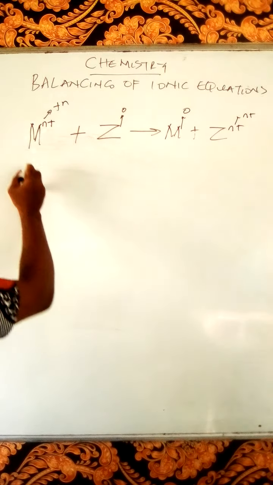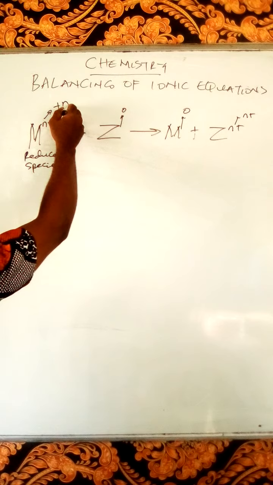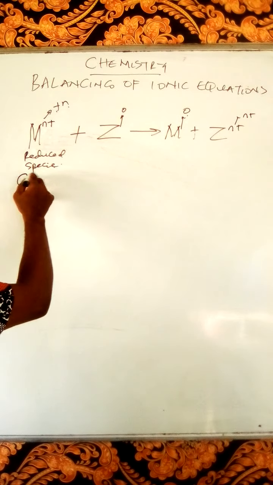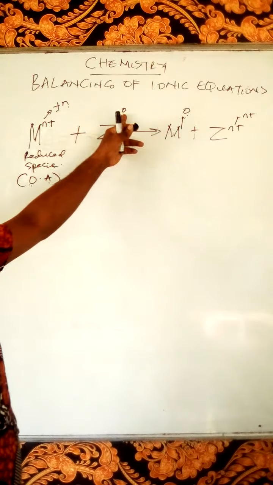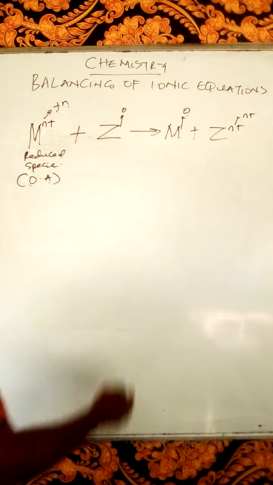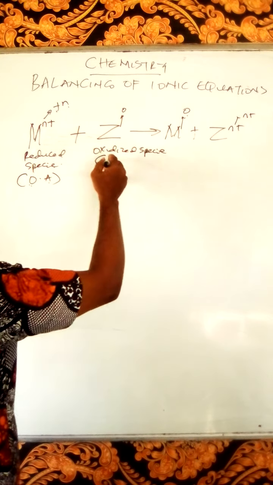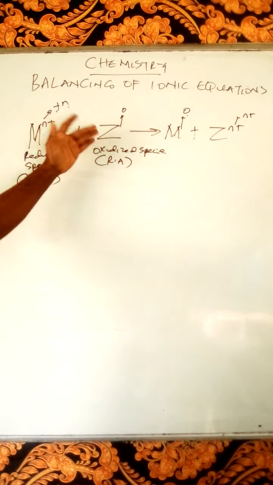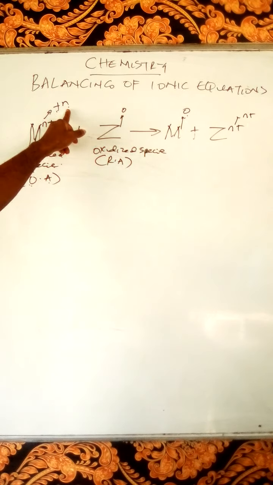So in this reaction, this substance has been reduced because the oxidation state has decreased from +N to 0. So this M is now called the reduced species or the oxidizing agent. Whereas Z has its number increased from 0 to positive N. That means that Z is the oxidized species or oxidized substance, and that Z is called the reducing agent. So I come again. This is a hypothetical example of two substances that are reacting in an ionic equation. M has an oxidation state of +N, and then during the reaction, M moves from oxidation state +N to 0.